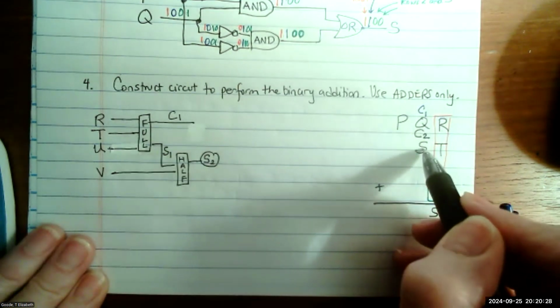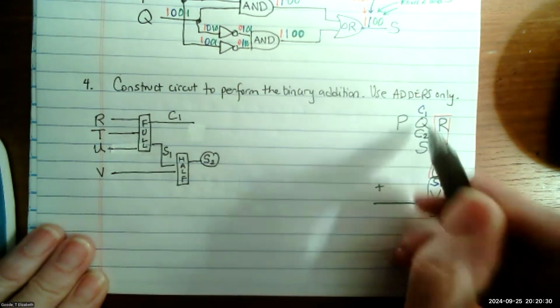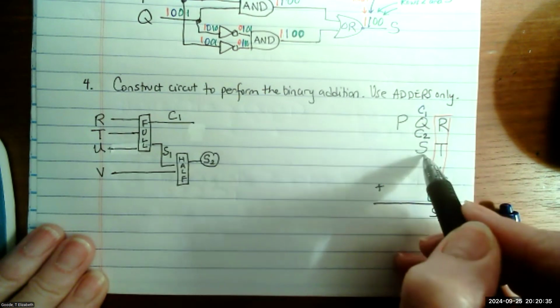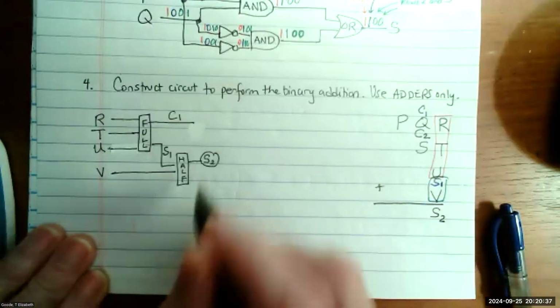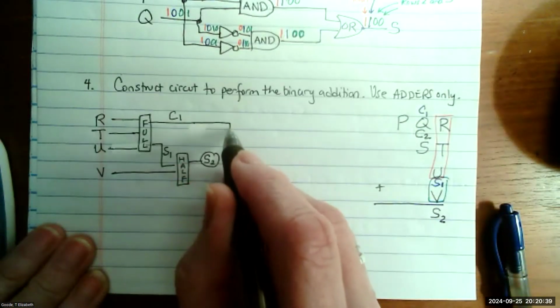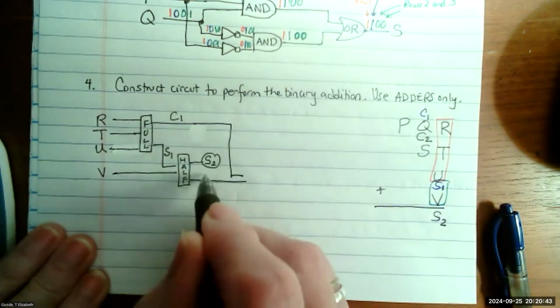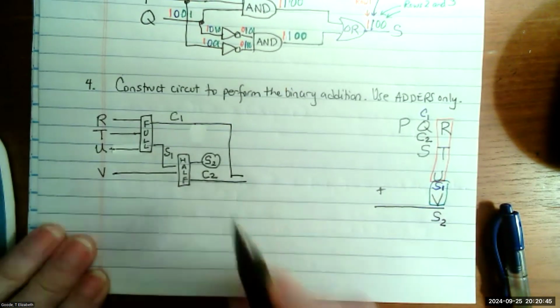I'm putting it between the Q and the S, but you could put it under the S. It doesn't matter. The point is it's in the same column with carry 1, Q, and S. They're all in the same column together. Does that make sense? Yeah. So here's carry 1, and here's carry 2 coming out of that half adder.